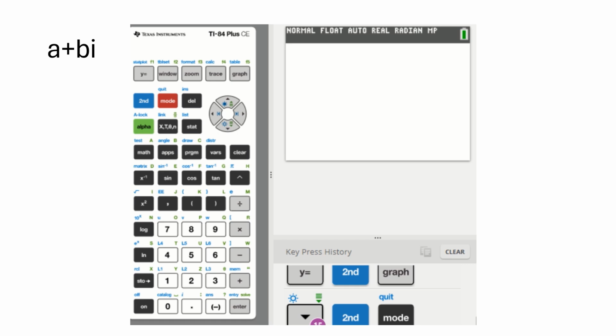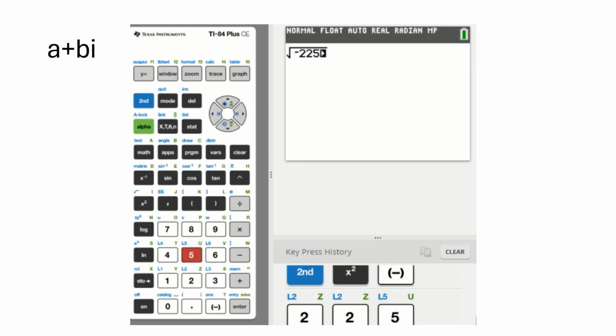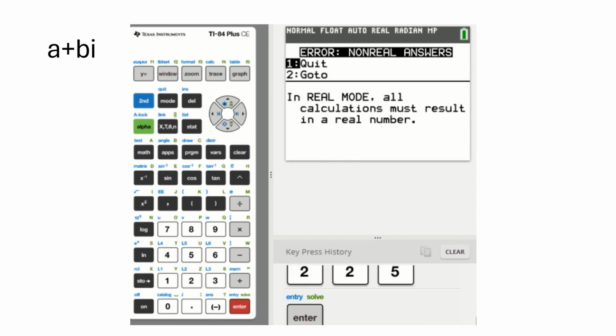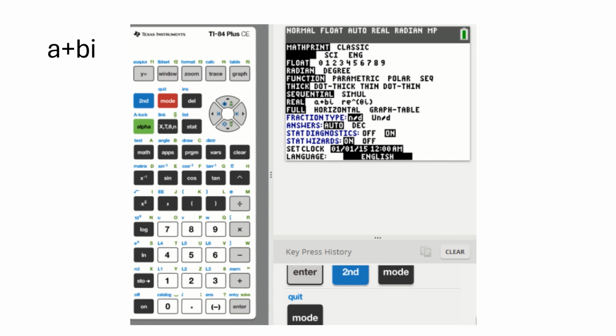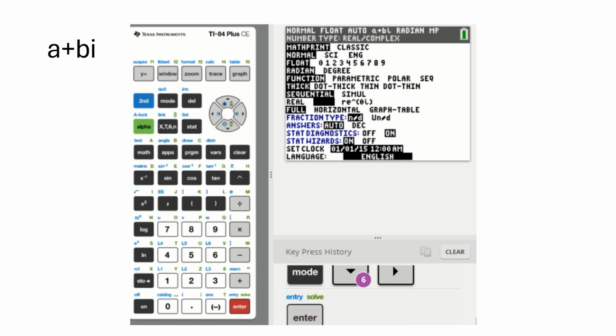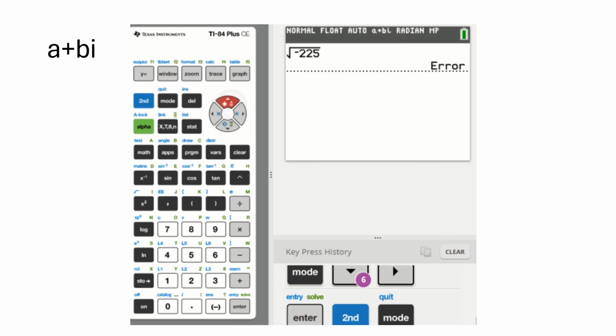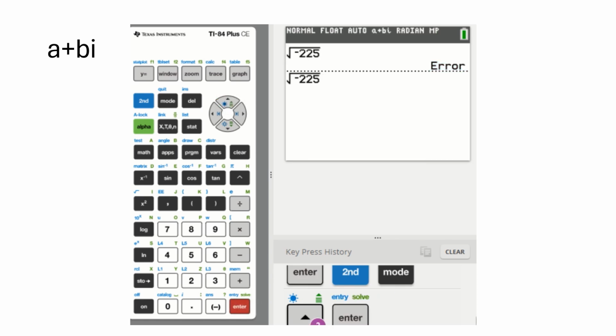At this point in the semester, you should have already learned about real numbers, imaginary numbers, and complex numbers. So if I try to take the square root of -225, it'll say it's a non-real answer. And actually, it's because of a setting. So I'm going to quit. I'm going to go into mode. Right here, go over to A plus B, I hit enter. Second quit, get out of there. Let's try that again now.